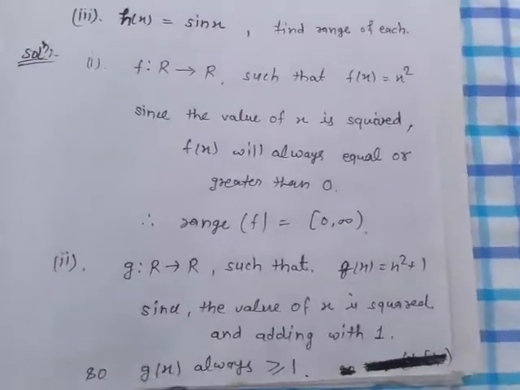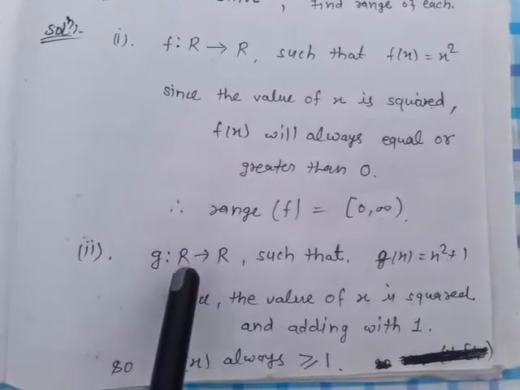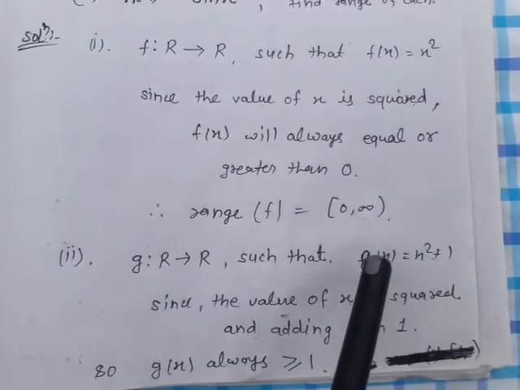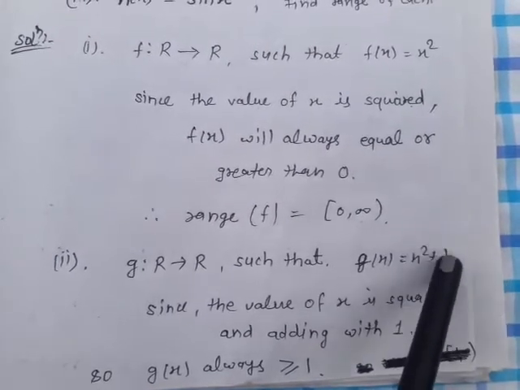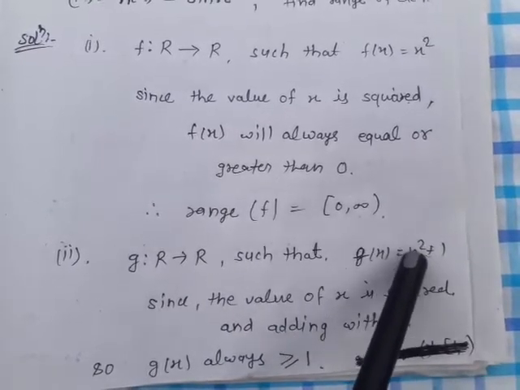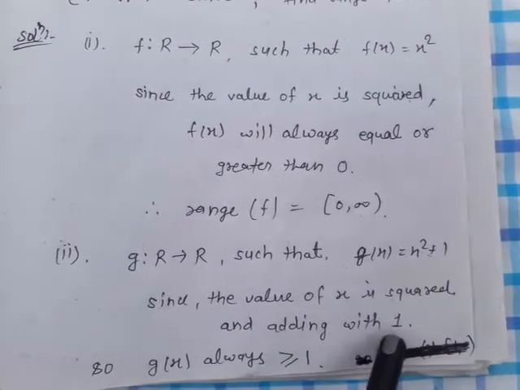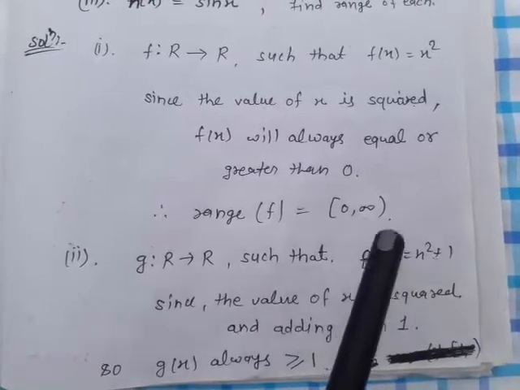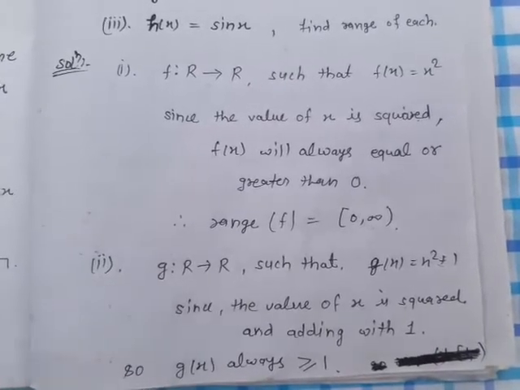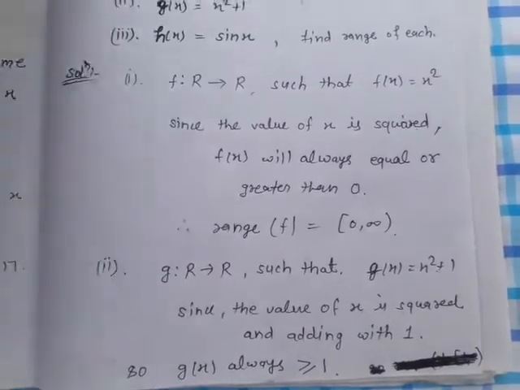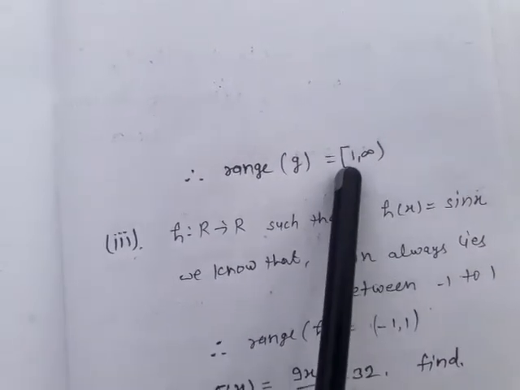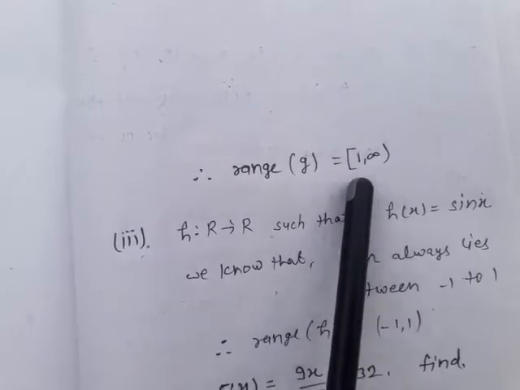Now for g, which goes from R to R such that g(x) is equal to x squared plus 1. For every x the image is x squared plus 1. Since the value of x is squared and then added to 1, g(x) is always greater than or equal to 1. So the range of g is 1 to infinity, where 1 is a closed end, that is, 1 will be taken.